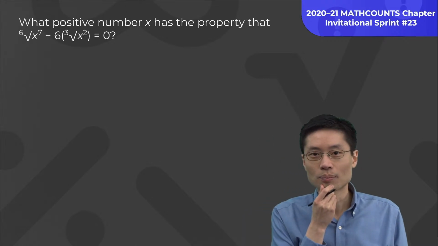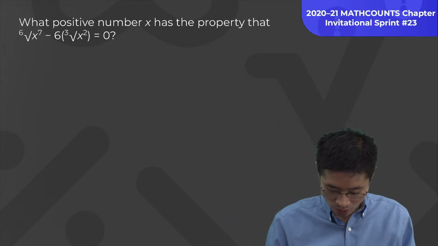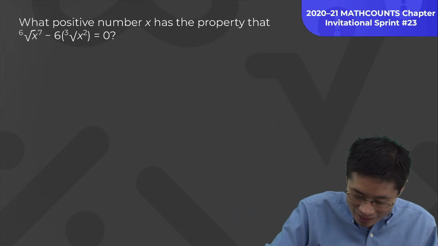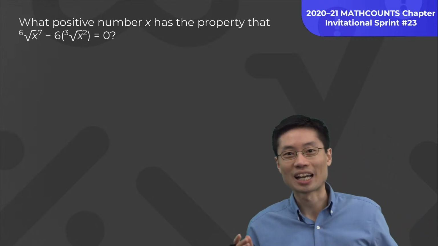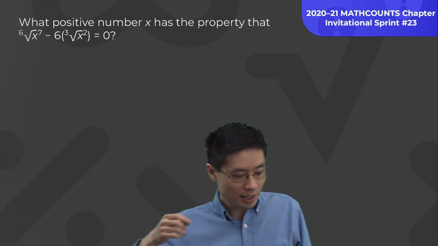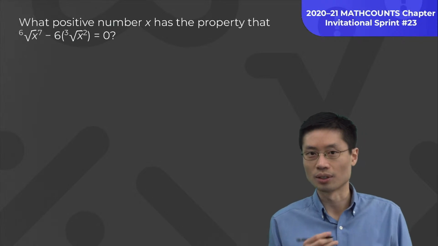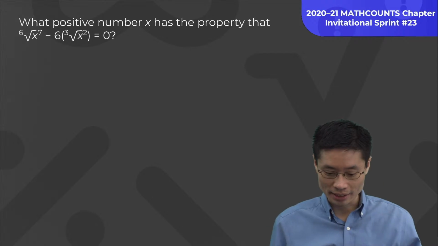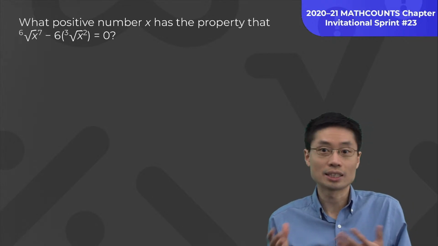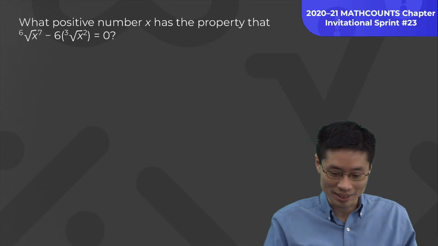23. What positive number x has the property that, and it's hard to make these slides look quite right, so I'm going to go and draw some extra things. I think these are supposed to be roots, okay? So I have the 6th root of x to the 7 minus 6 times the cube root of x squared is equal to 0. Well, when I look at that, the way I think of it is I say, well, I see a 6th root and I see a cube root. Those make me happy because a cube root is just the square of the 6th root.